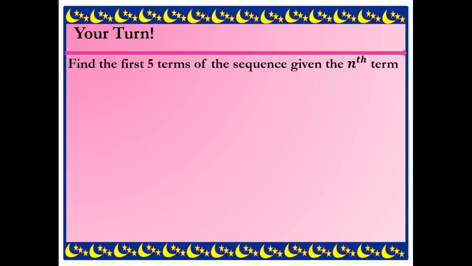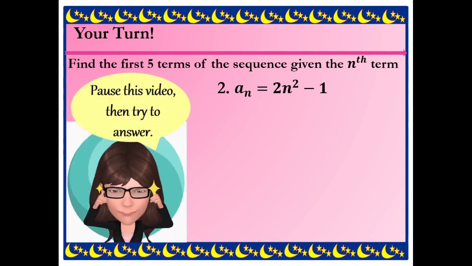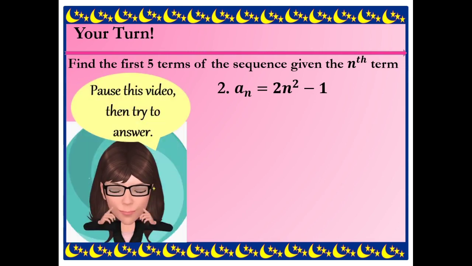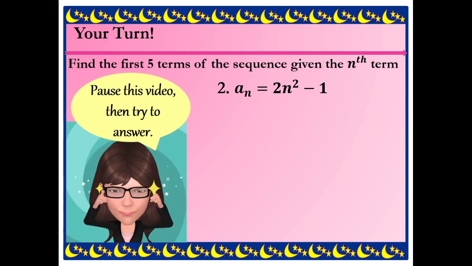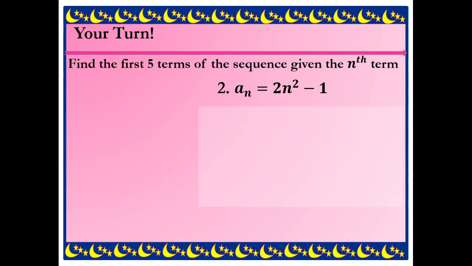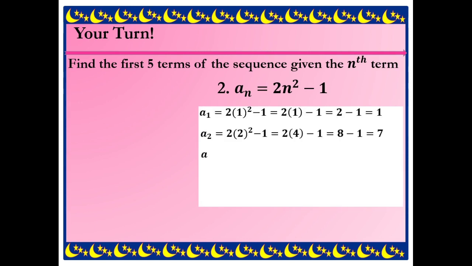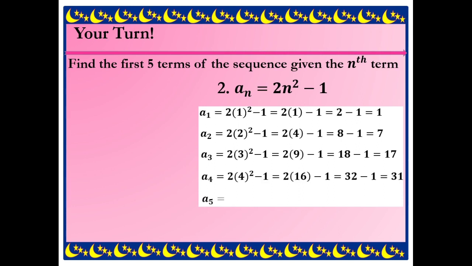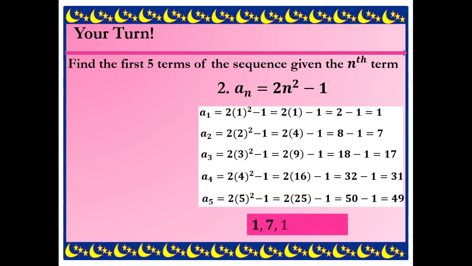Find the first 5 terms of the sequence given the nth term. A sub n is equal to 2 raised to 2n squared minus 1. Again, pause this video, then try to answer and unpause it if you have your answer. Okay, let's check. The first term is 1, the second term is 7, the third term is 17, the fourth term is 31, and the fifth term is 49. So the sequence is 1, 7, 17, 31, and 49.